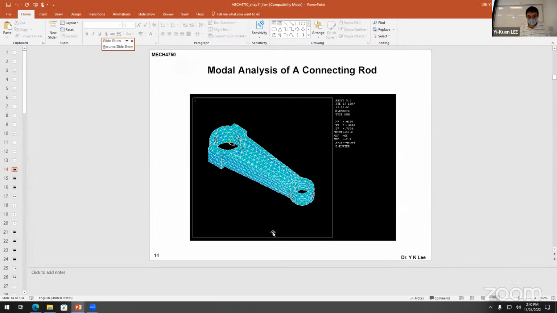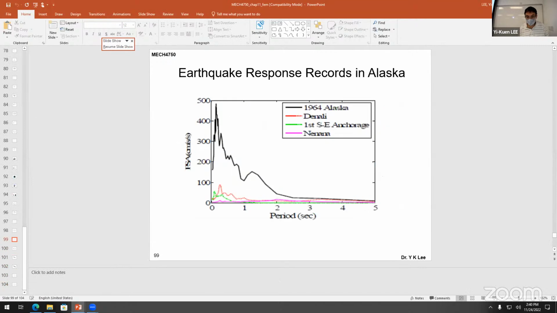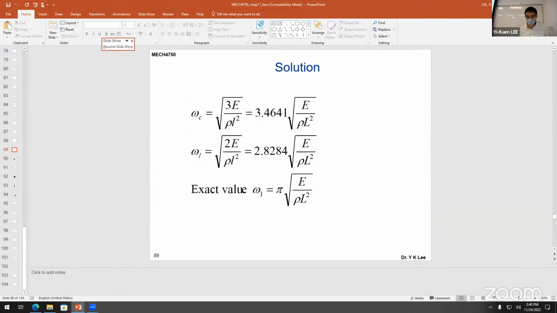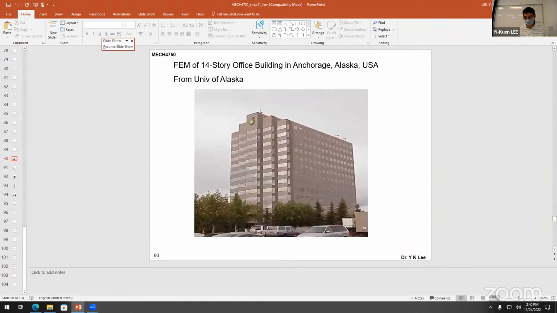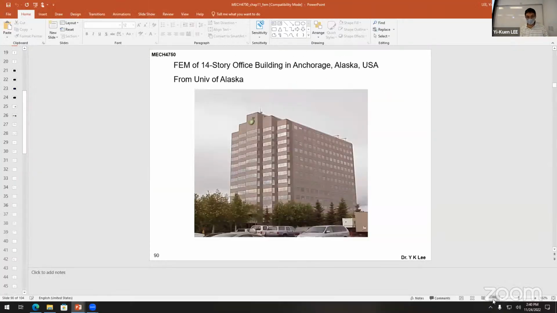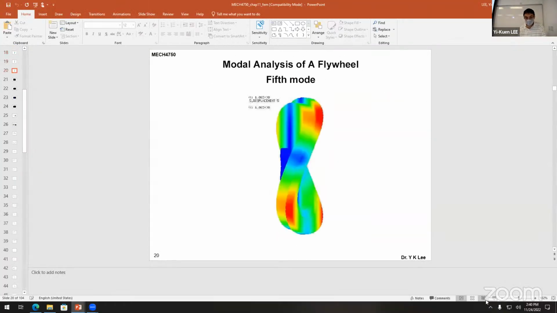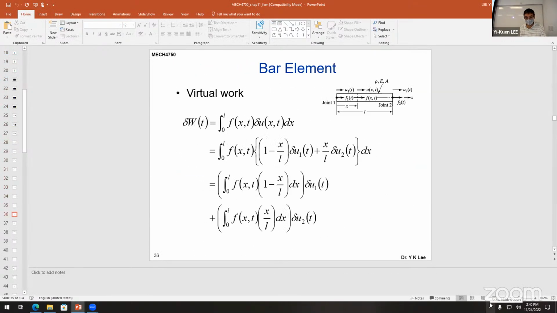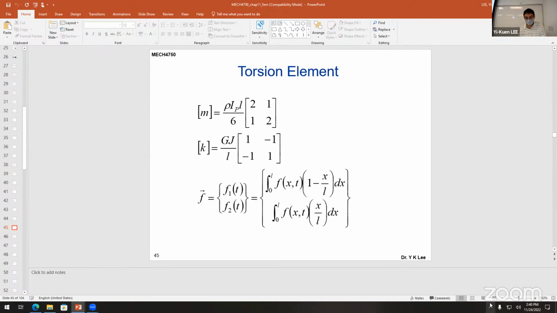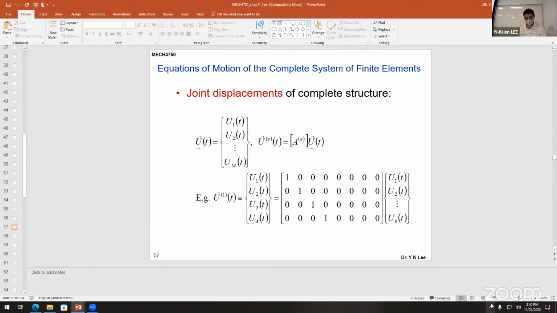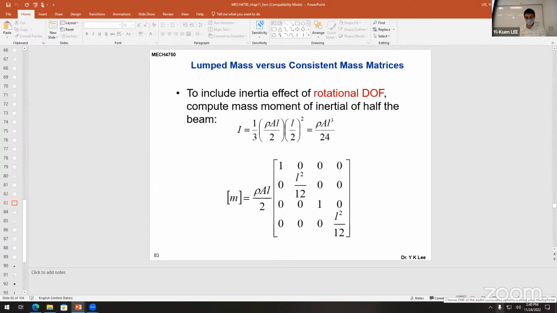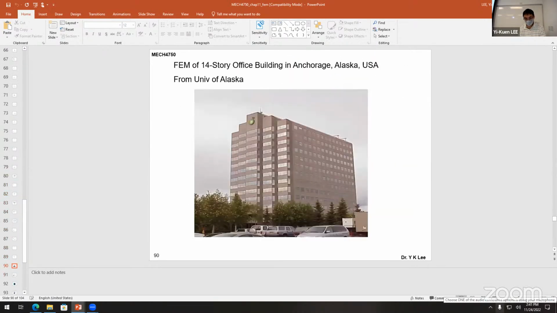Okay, so let me try to show you one more example. This is a real building. I think some of you will go to industry, and our local industry still needs a lot related to building engineering. So let me show you a building here.